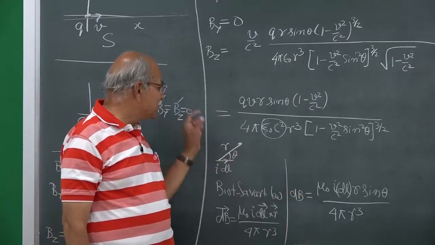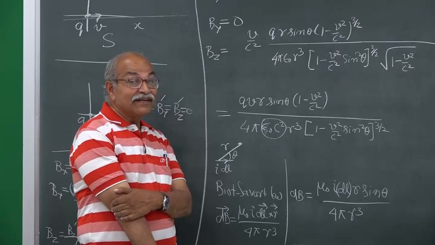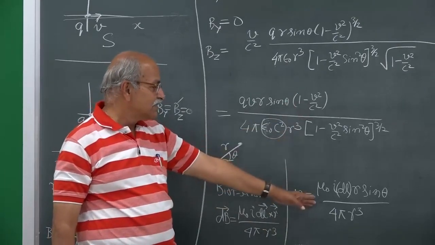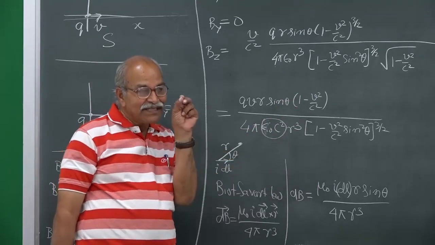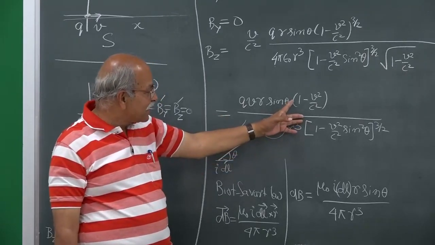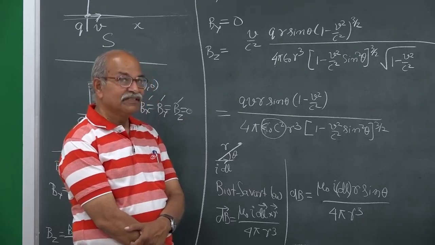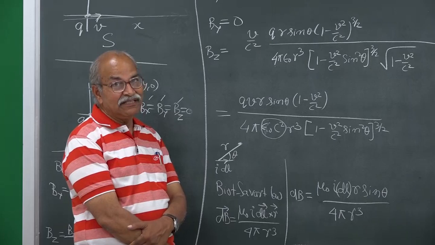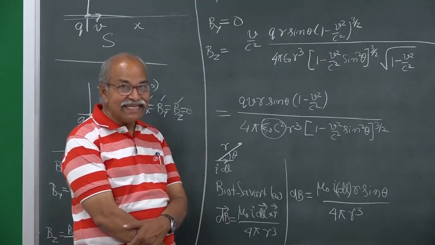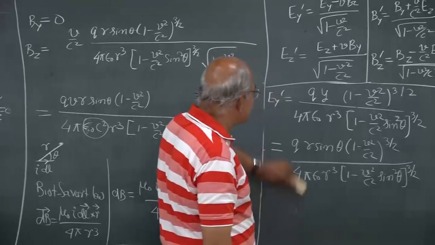But this single charge moving in one direction, can you call it a current element? And can you use Biot-Savart law? If I compare this with this, the expressions are very, very different. So for a single charge moving, the Biot-Savart law as such cannot be applied. This is the real magnitude of magnetic field. But if the speed of the charge is small as compared to the speed of light, if v is much, much smaller than c, then you can make some simplifications.